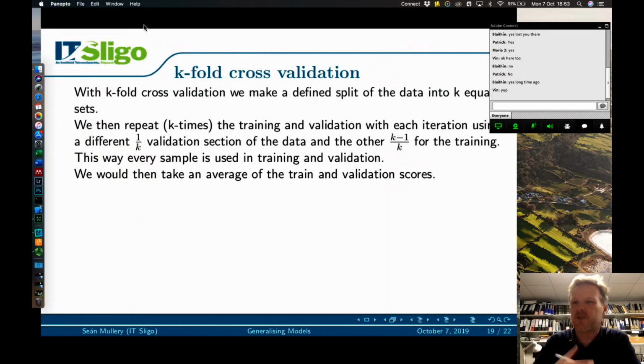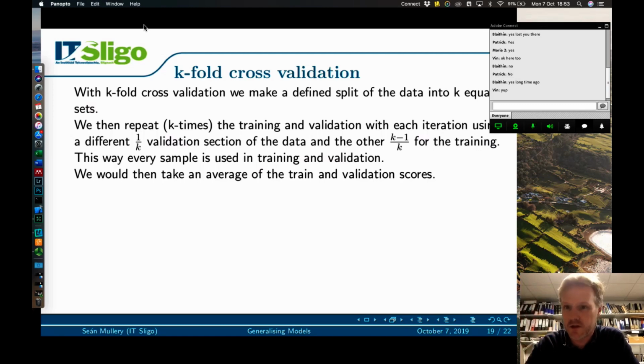The other system then, and there are quite a number of systems around here, so I'm really just giving a brief overview, is called k-fold cross-validation. With k-fold cross-validation, we make a defined split, so no longer a random split. We decide certain samples go into one set and certain samples into the other, and we keep note of that so that we can be sure of it later. So we make a defined split of the data into k equal sets.